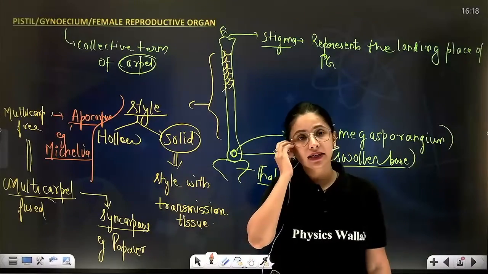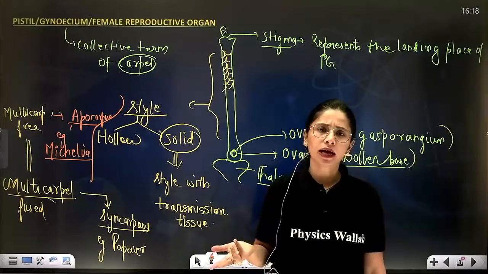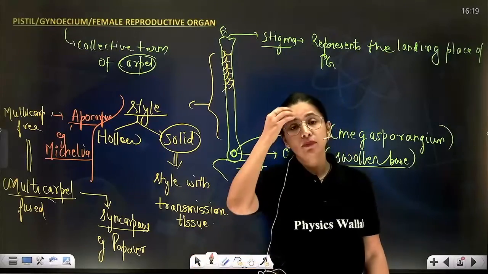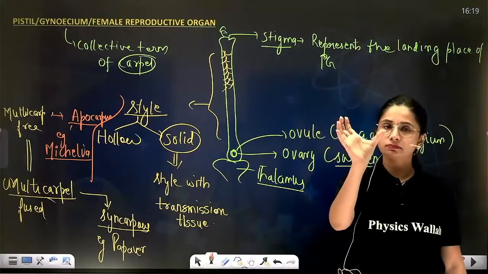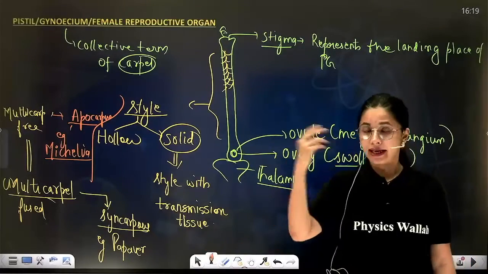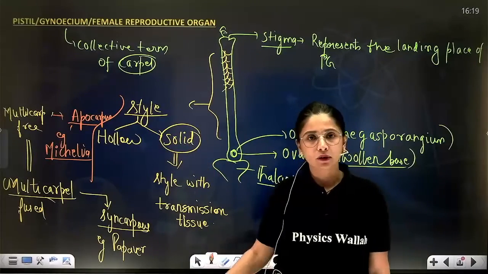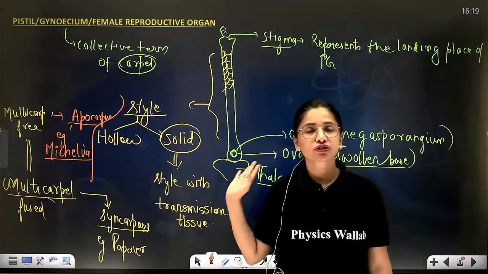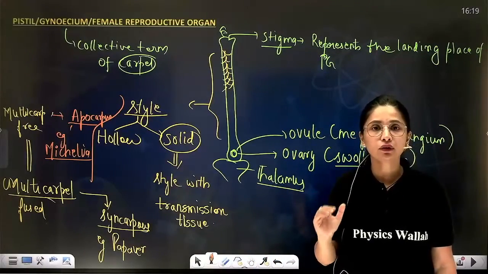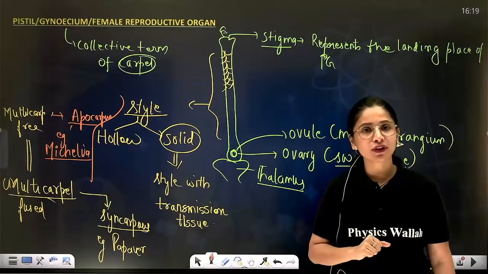Now, in a flower, there can be 1 carpel, there can be many carpels. 1 carpel means monocarpellary. Multiple carpels means multicarpellary condition. If there are more than 1 carpel present, they all can be fused, syncarpous like Papaver. They can be free, apocarpous like Michelia. I hope all the information given on the screen is clear to each and every one of you. Yes? Shall I proceed further?